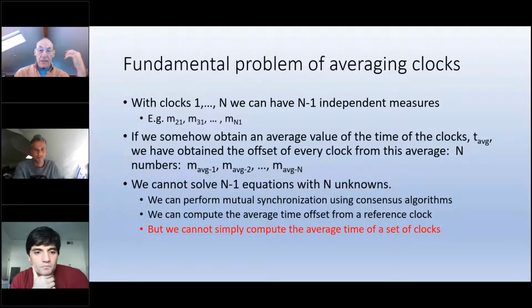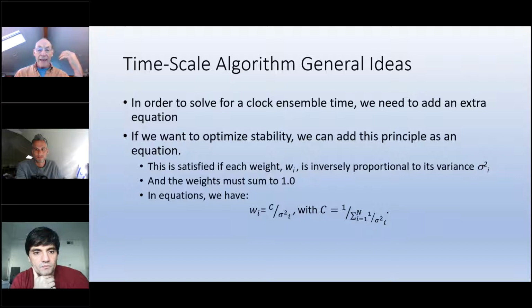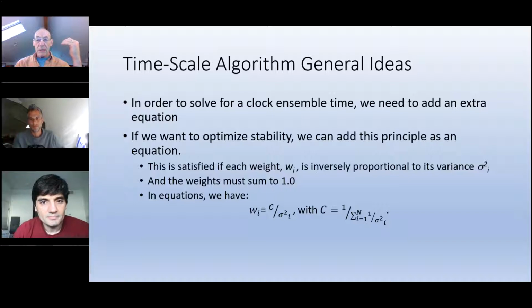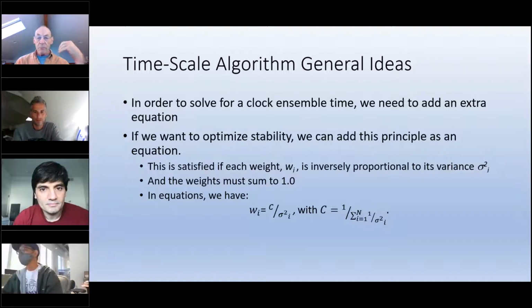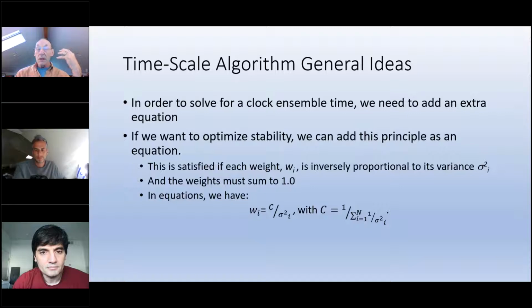So to create a timescale algorithm, you have to add an extra equation. You've only got n minus 1 measurements with n unknowns, so you have to add something in order to create a solution. And typically, if you want to optimize stability, the weights have to be proportional to the reciprocal of the variance of the clocks. That's a fundamental solution to the timescale problem. So that adds an equation. So you have a sum of weights which sum to 1.